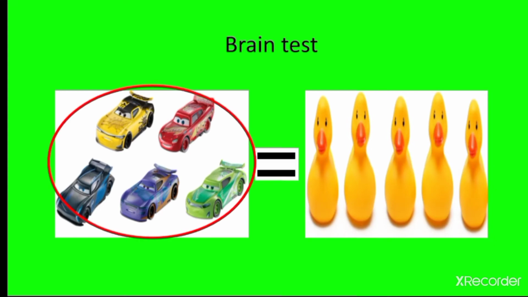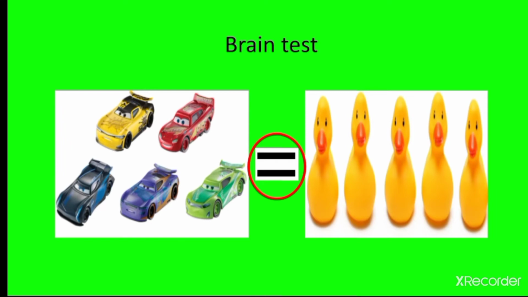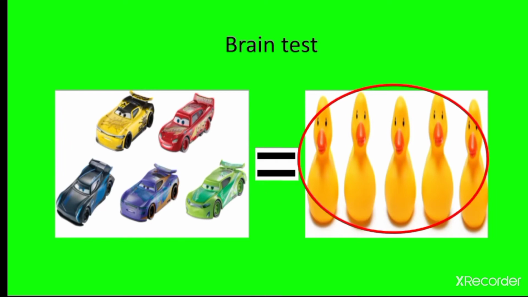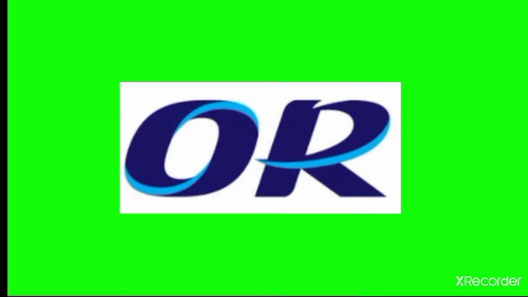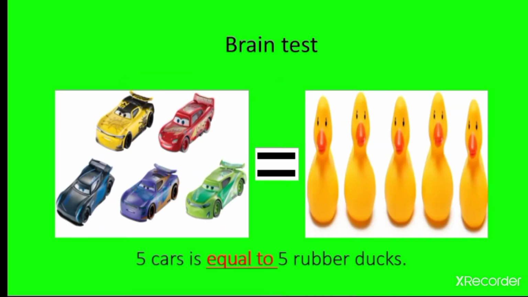That is correct. 5 is the same as 5. Just like this, 5 cars is the same as 5 rubber ducks. Or you can say 5 cars is equal to 5 rubber ducks.